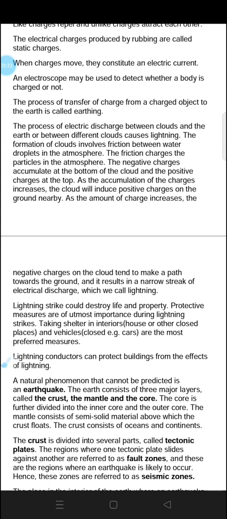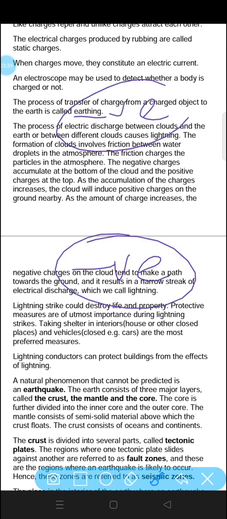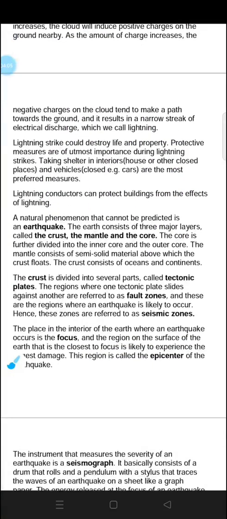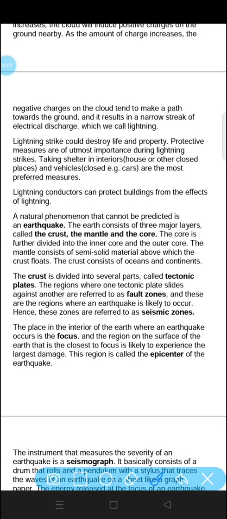Negative charge accumulates at the bottom of the cloud, positive charge accumulates at the top of the cloud, and the cloud induces positive charge on the ground nearby. As the amount of charge increases, the negative charge on the cloud tends to make a path toward the ground. Both charges move towards each other and strike, and as they strike, lightning is produced.